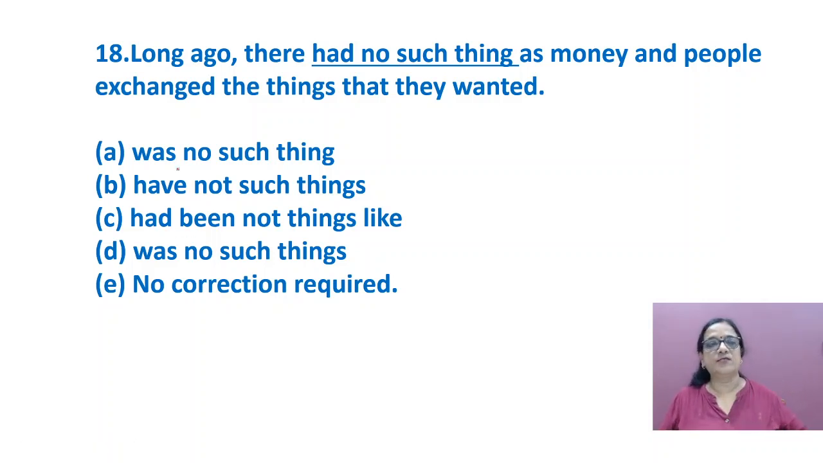Now, how will it be? Long ago, there had no such thing? Or simple past tense, there was no such thing. So what will it be? Number A will be the answer, that is, there was no such thing as money and people exchanged the things that they wanted.